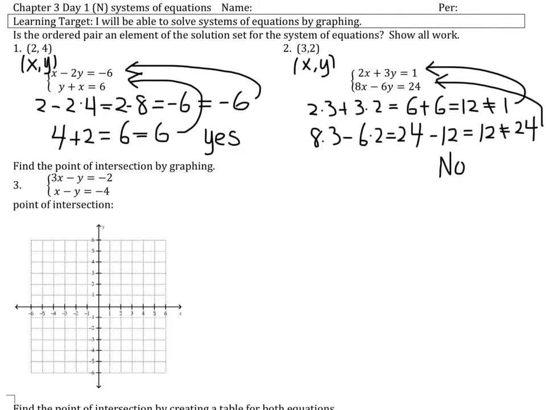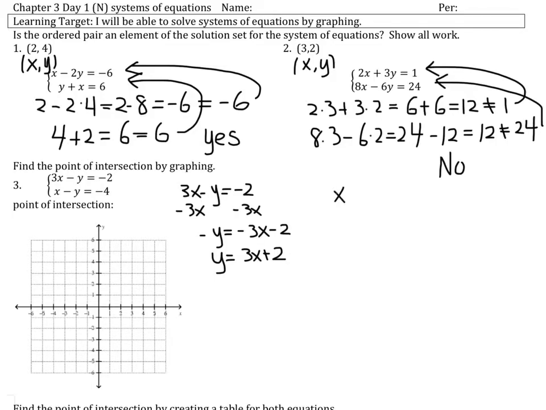So, rewriting the equations into slope-intercept form. First equation, 3x minus y equals -2. I want to solve for y. So I'm going to subtract 3x from both sides. I have negative y equals negative 3x minus 2. And then I have to multiply both sides by negative 1. So y equals 3x plus 2. That's our first equation in slope-intercept form.